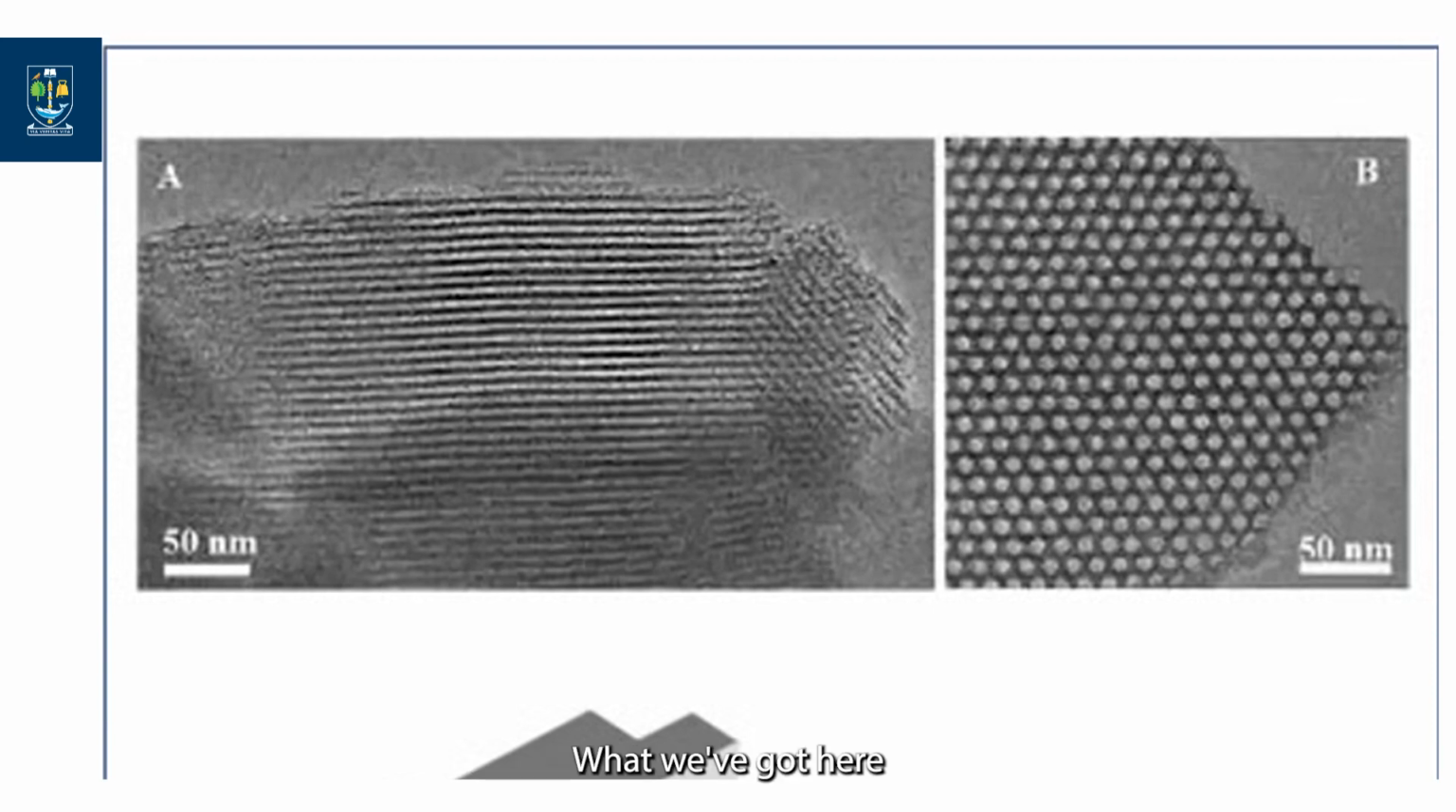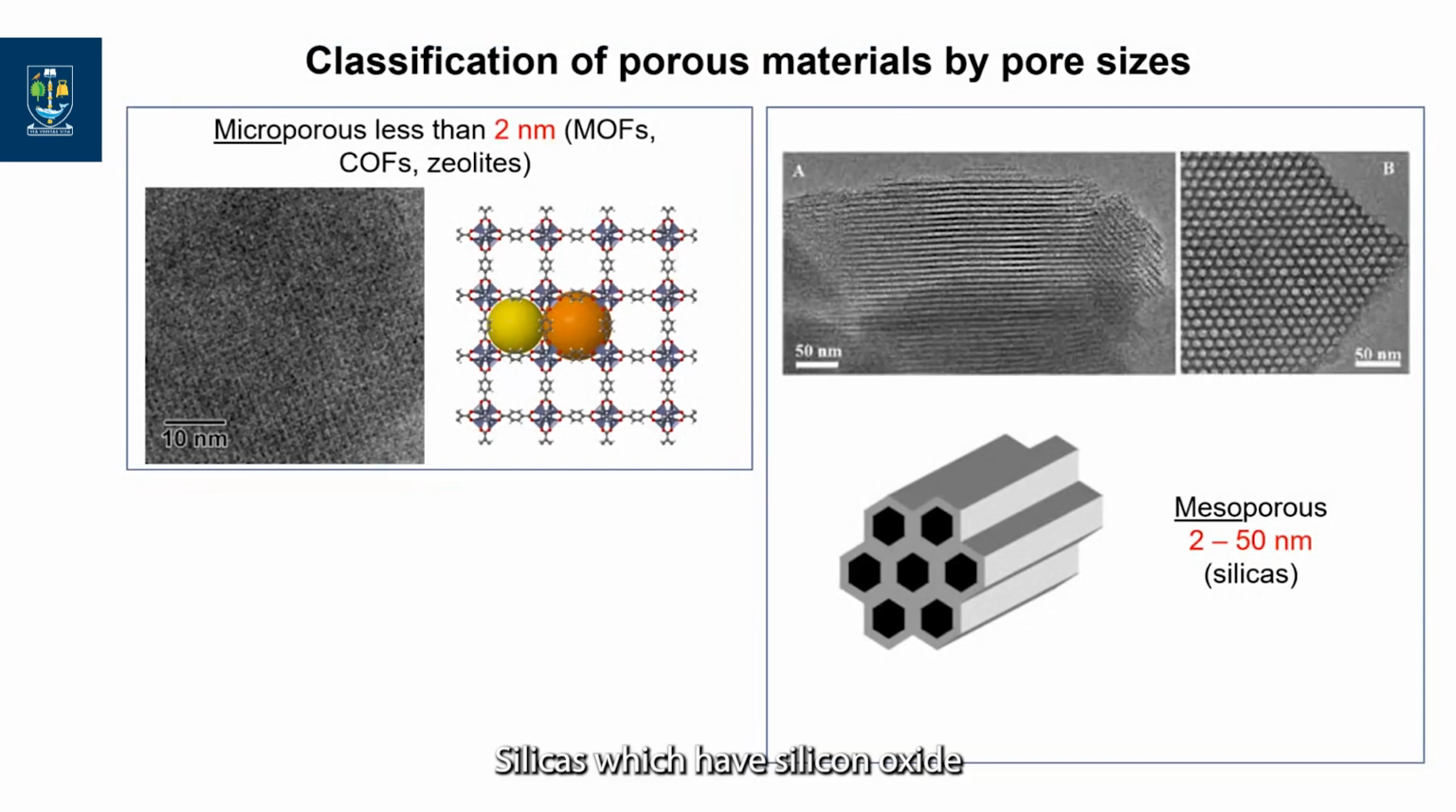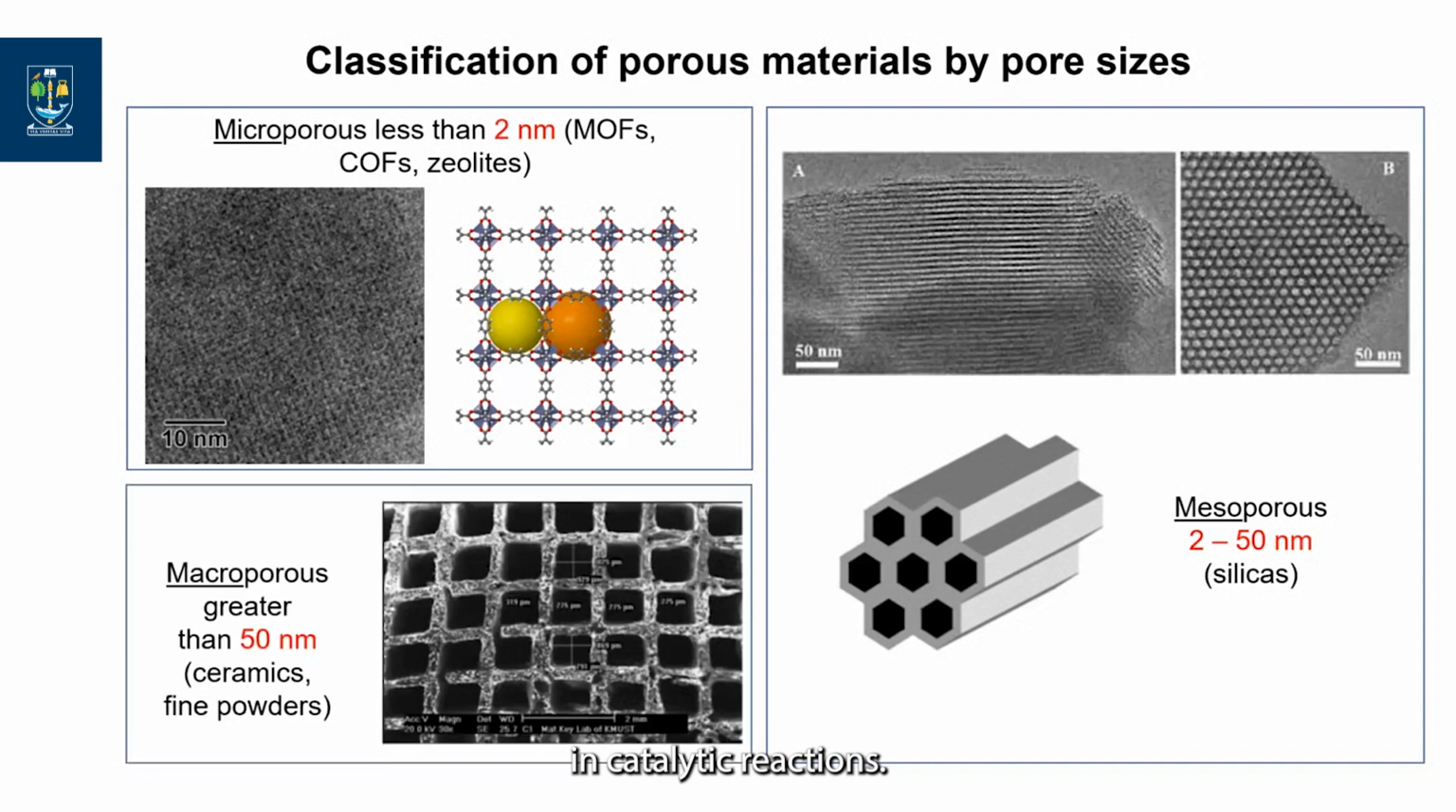What we've got here is elongated porous tubes with hexagonal openings of just over 5 nanometers. Silicas, which have silicon oxide as the main element of their structure, can withstand high temperatures. Also, they are chemically resistant, which makes them a very popular choice in catalytic reactions.